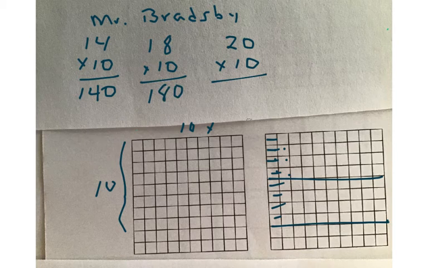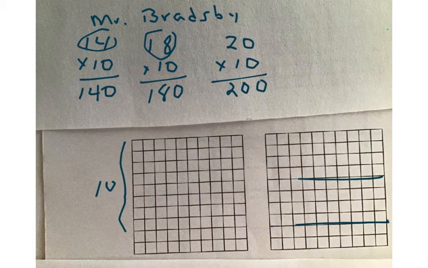And then 20 times 10. Again, we just added a 0 to the 14. We added a 0 to the 18. If we added a 0 to 20, we get 200, which is what we've got pictured down here, really. Okay, I'll take and get rid of some of this.